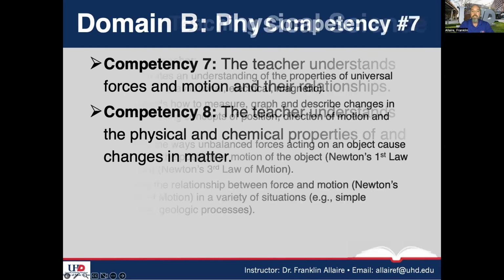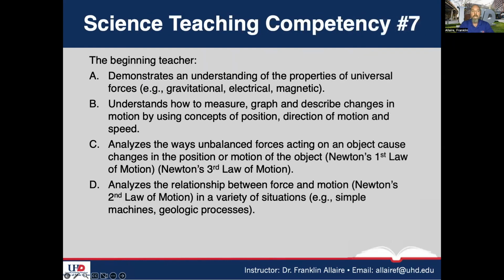The sub-competencies for science teaching competency number 7 are: the beginning teacher demonstrates an understanding of the properties of universal forces, such as gravitational, electrical, and magnetic; understands how to measure, graph, and describe changes in motion by using concepts of position, direction of motion, and speed; analyzes the ways unbalanced forces acting on an object cause changes in the position or motion of the object. This includes Newton's first and third laws of motion; and analyzes the relationship between force and motion, which is Newton's second law of motion, in a variety of situations, such as simple machines and geologic processes.